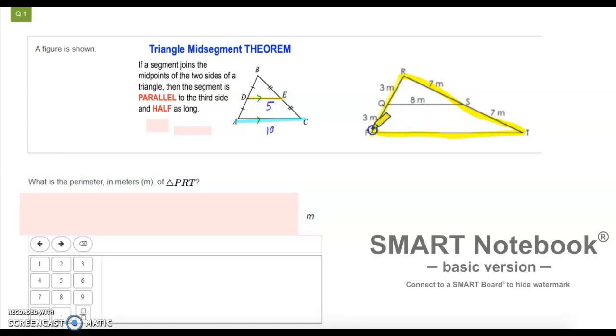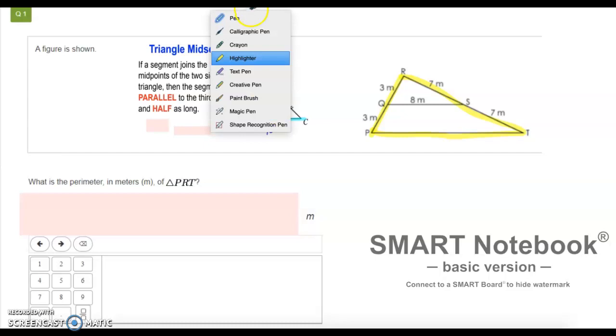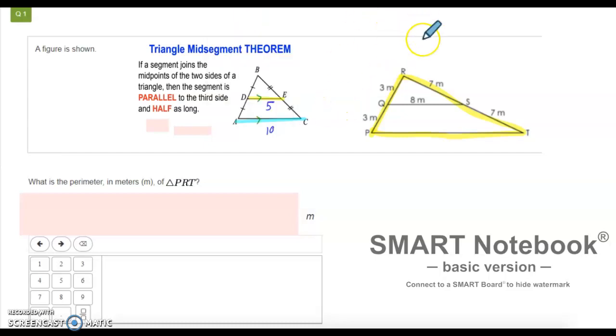is this large triangle. So remember, the perimeter is the distance around the outside of the figure. So to find the perimeter of triangle PRT, all we need to do is add up all the sides. So here we can see that side PR is 6 meters long, and then RT is 14 meters long.